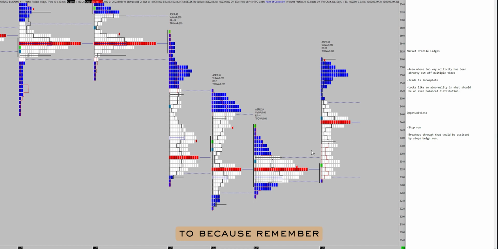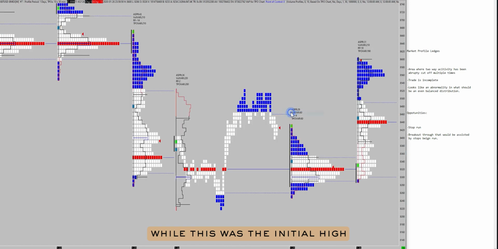to pay attention to because, remember, market profile is a data organization tool. What we're doing is really just taking the activity throughout the day, the micro support and resistances that were formed, and compressing them into a profile, so we're seeing them much more obviously because we're starting to see where the high was, for example. Right here, while this was the initial high into that level, this was the ledge that was created afterward.